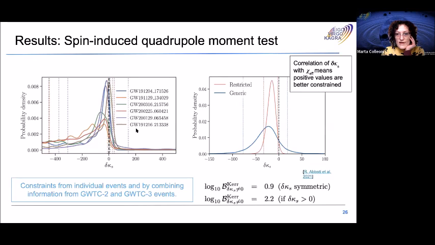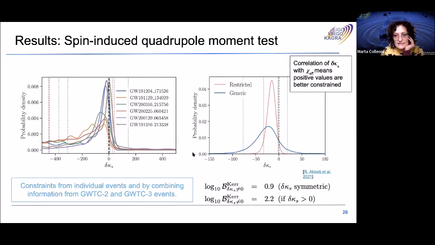And on the right-hand side, we have the combined results for this deviation. We have two curves because, as for the previous test, we have two methods. One is the joint likelihood approach, which is the red curve, and the other one is the hierarchical combination method, which is the blue curve.